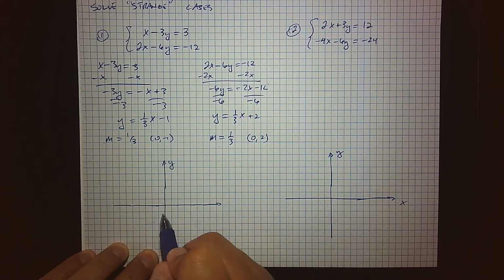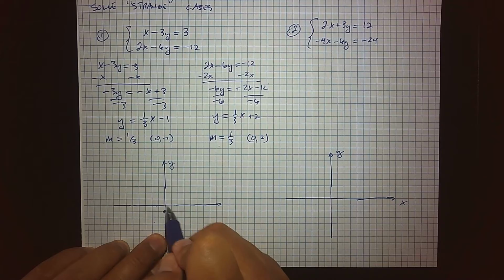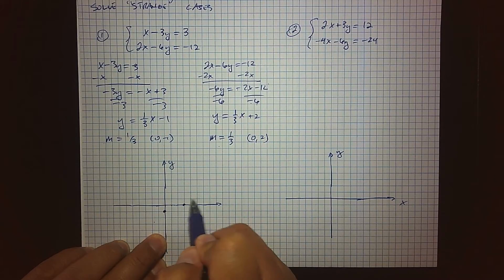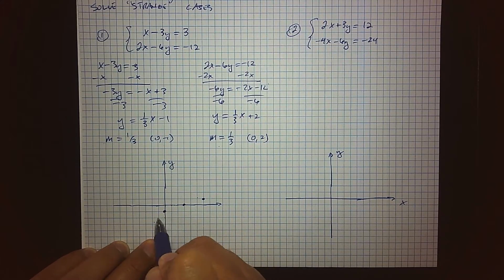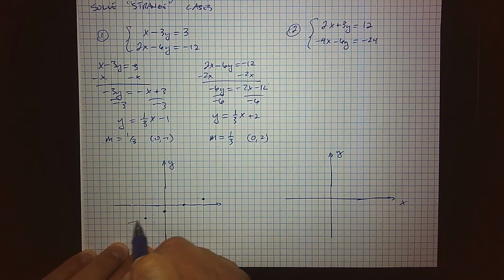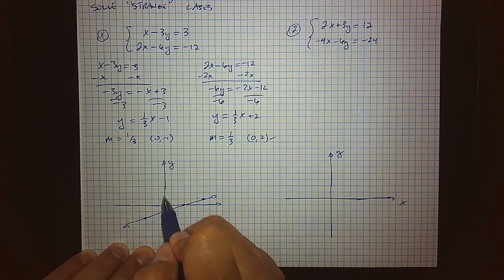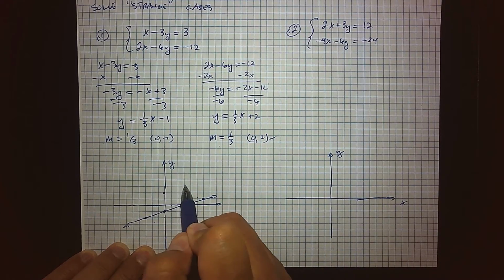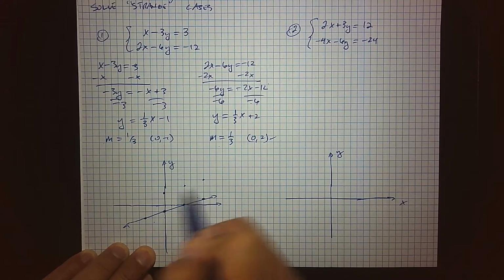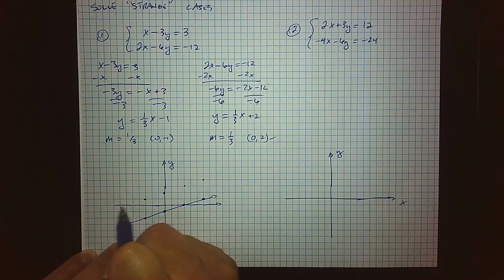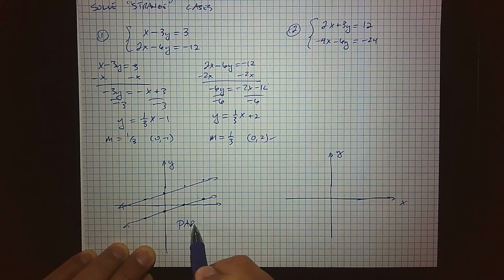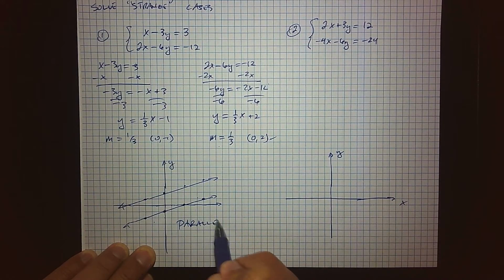If we graph this first one, we're going to (0, negative 1), up 1, and over 3. Up 1 and over 3, or down 1 and back 3. So here's the graph of the first equation. The second one starts at (0, 2), and goes up 1 and over 3, or down 1 and back 3. And so what we have is a situation where we are parallel, which means there's no intersection, and that's not good, right?